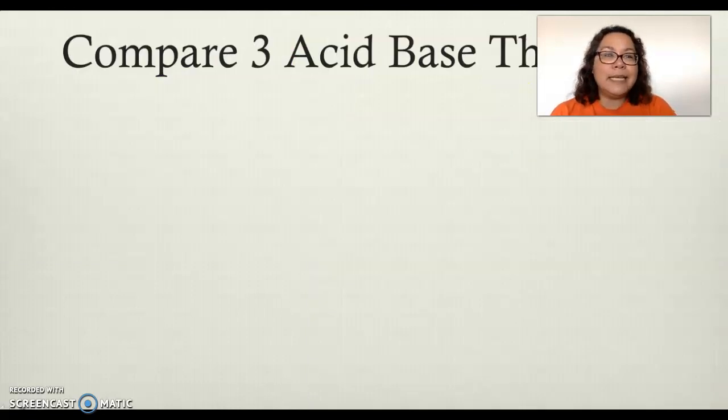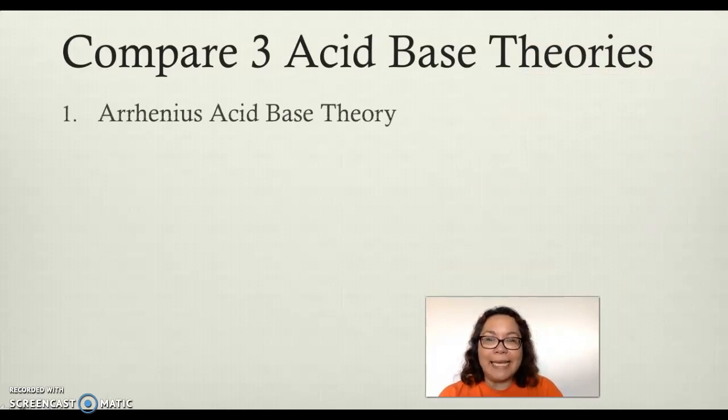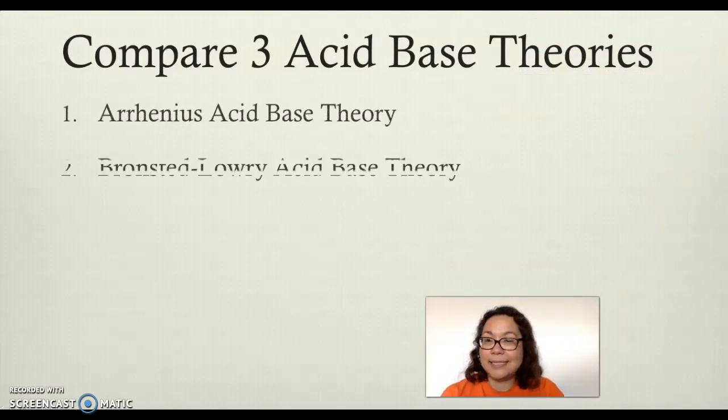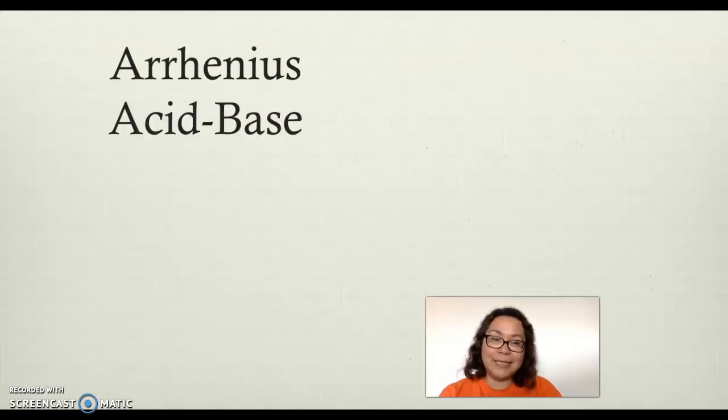Now let's compare the 3 types of acid-base theories. The first one is the Arrhenius acid-base theory. The second one, Bronsted-Lowry acid-base theory. And the third one, Lewis acid-base theory. Lewis sounds familiar, doesn't it? Like our Lewis structures. Okay, moving on to Arrhenius.